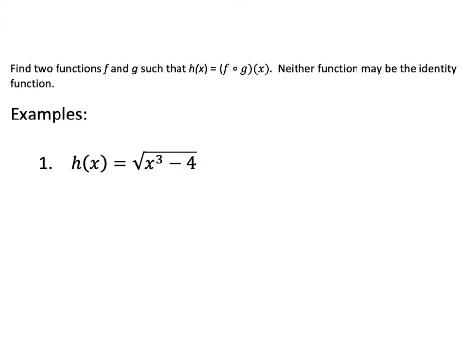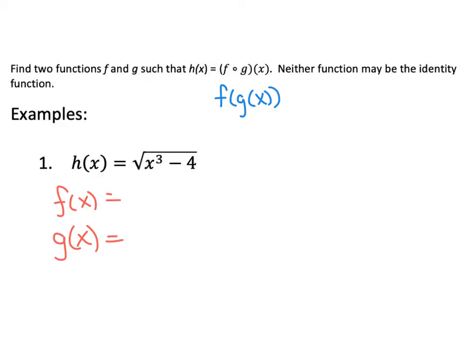So find two functions, f and g, such that h of x is equal to f of g of x, and neither function may be the identity function, meaning you can't just say f of x is equal to x because that takes away all the thinking. It's important to note that there's more than one right answer here, okay? So you kind of got to be a little creative.